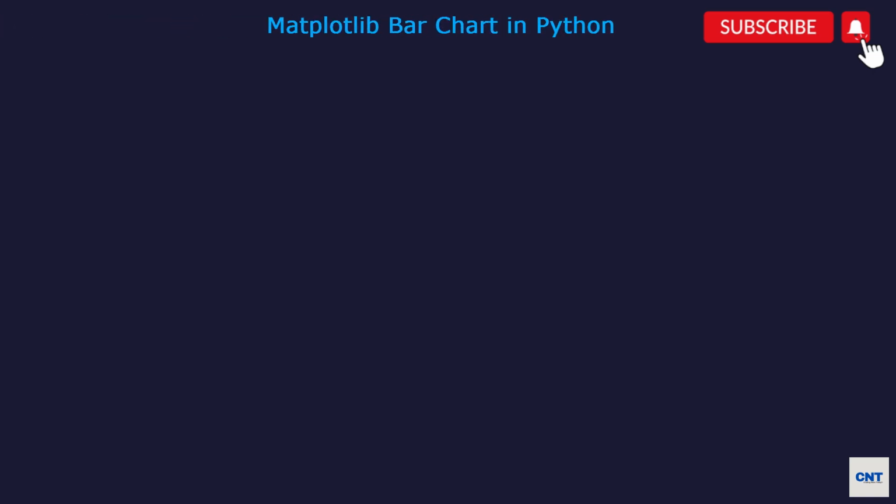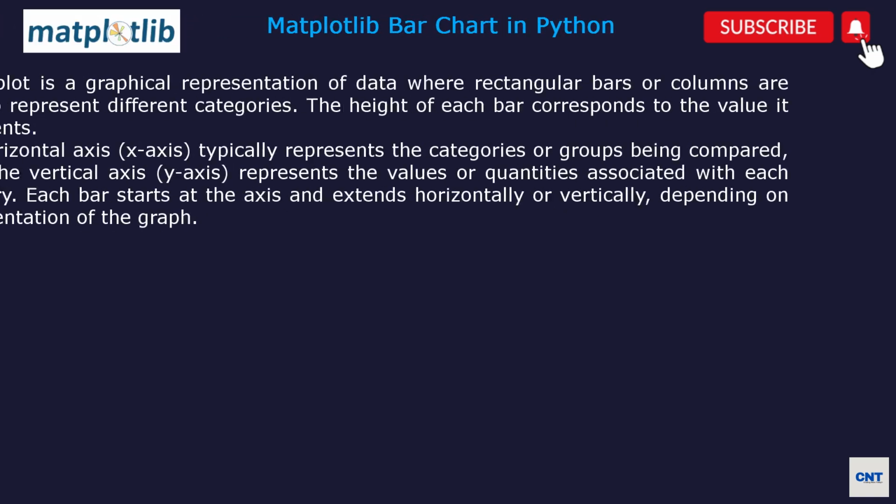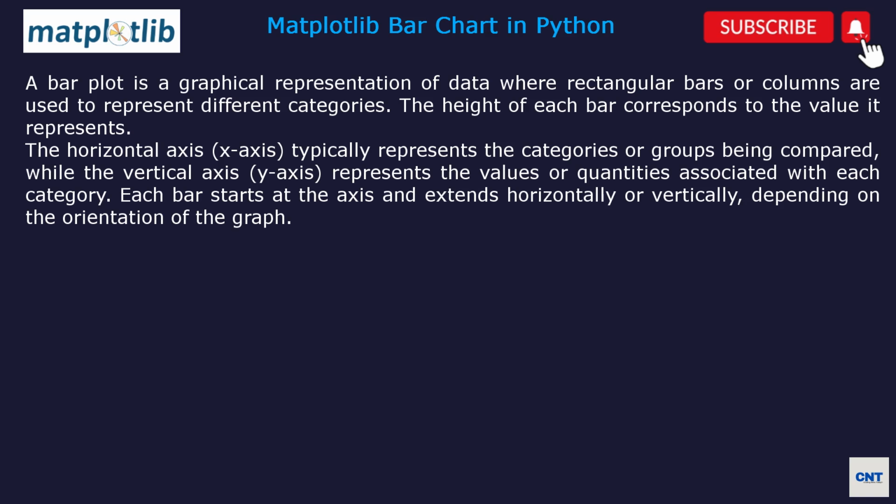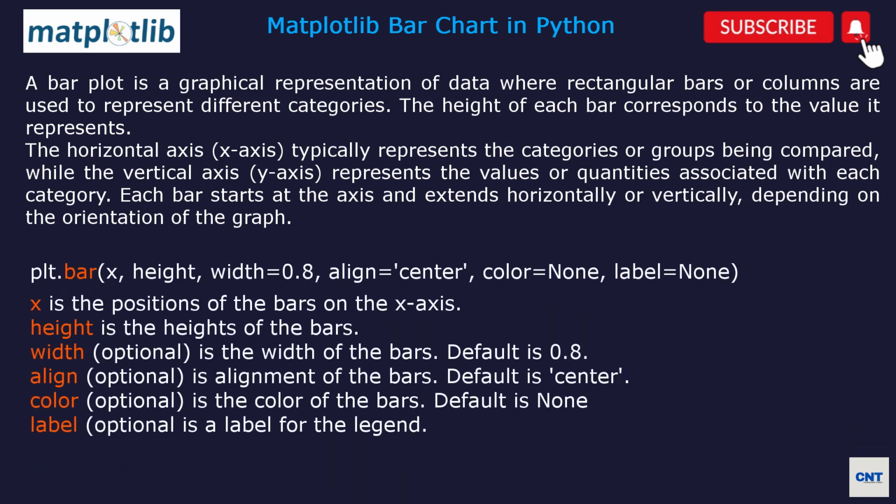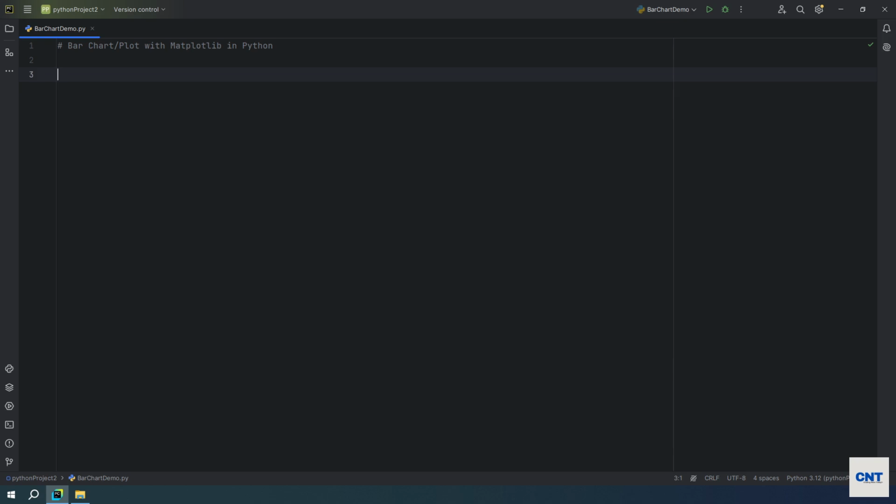What is a bar plot or bar graph? A bar plot is a graphical representation of data where rectangular bars or columns are used to represent different categories. Let's create a simple bar plot. I have some code handy.